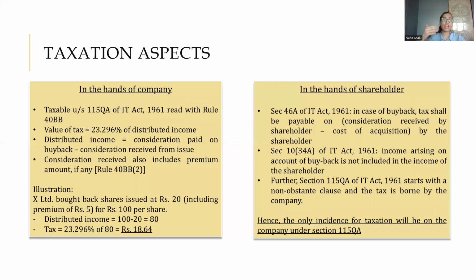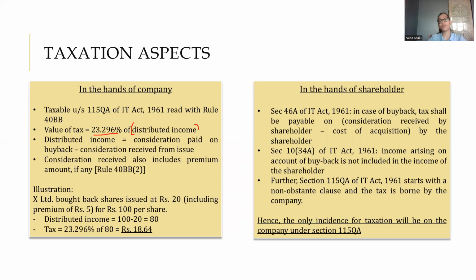So first, when we look at what happens in the hands of the company, the same is taxable under 115QA of the Income Tax Act, read with Rule 40BB, wherein it is provided that the tax on buyback is levied at the rate of 20% plus 12% surcharge and 4% HEC, which comes to an effective rate of 23.296% of the distributed income.